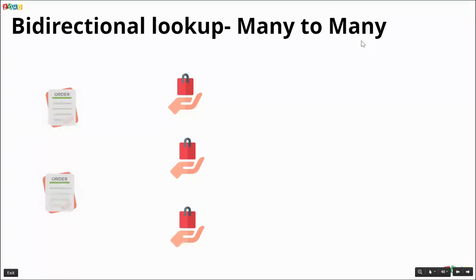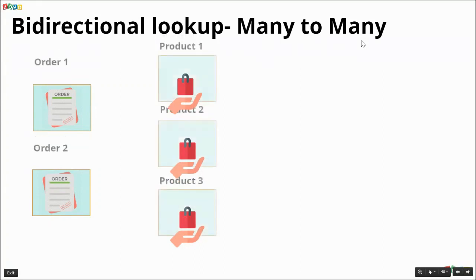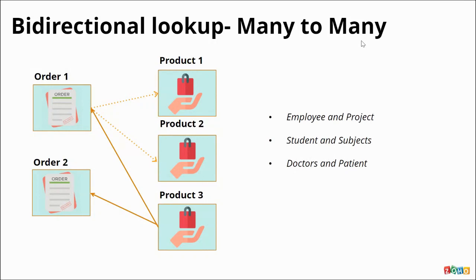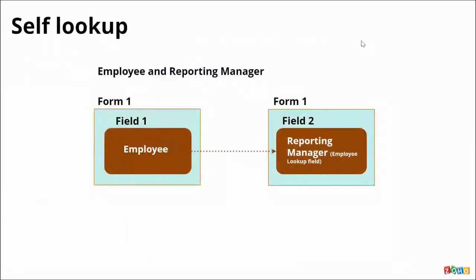Coming to bidirectional lookup, which is many to many, here you would have mutual interaction between both the forms. So let's take order form and a product form. So each order can be associated to multiple products, and each product can be associated to multiple orders, right? So this falls under the many to many category. And here are other examples that fall under the same category: employees and projects, students and subjects, doctors and patients. So one employee can be associated to multiple projects, same as that one project can be assigned to multiple employees, right?